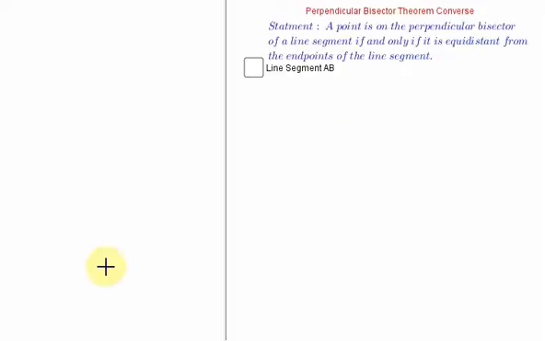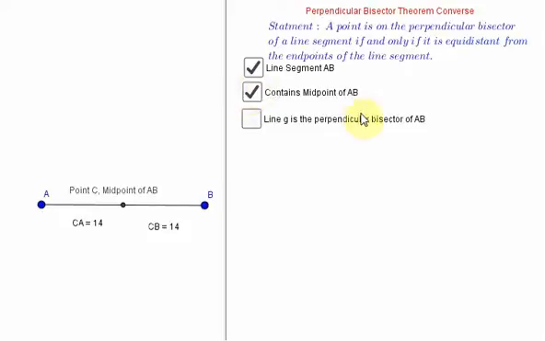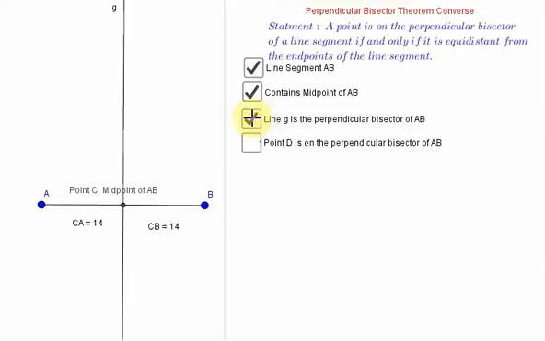So this is a non-rigorous demonstration. Consider line segment AB, which contains the midpoint of AB. In this case, we're calling it point C. And it is the midpoint, as you can see, because CA and CB are congruent. Line G is the perpendicular bisector of AB.